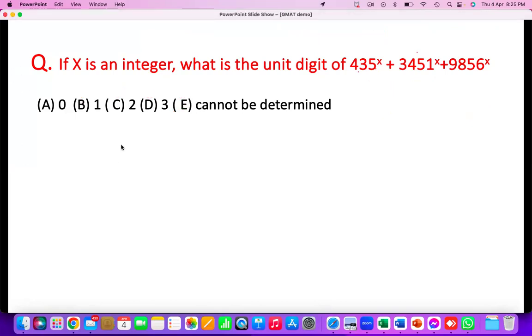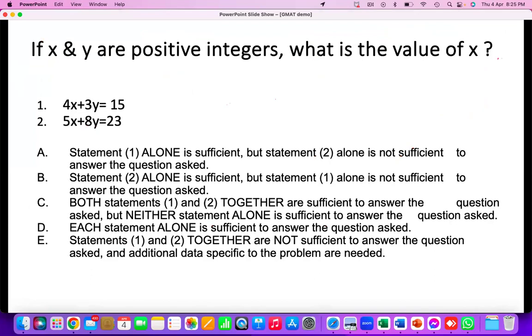Now, let me take you through data sufficiency. This is a simple data sufficiency question. It says if x and y are positive integers, what is the value of x? Two statements are there. Ronak, do you understand data sufficiency type questions? Have you ever seen them? I think so. Okay. So this is the question and it has two statements. We need to answer this question with the help of these two statements.